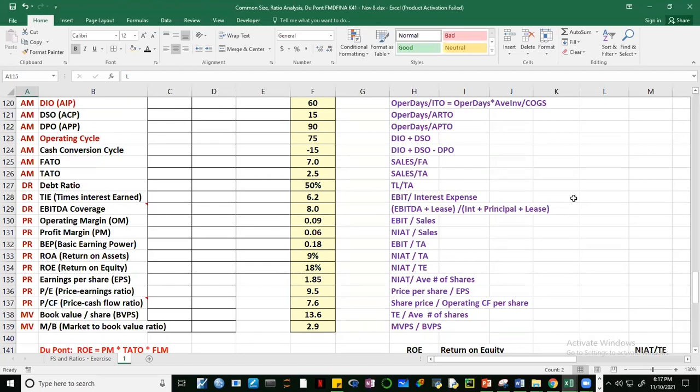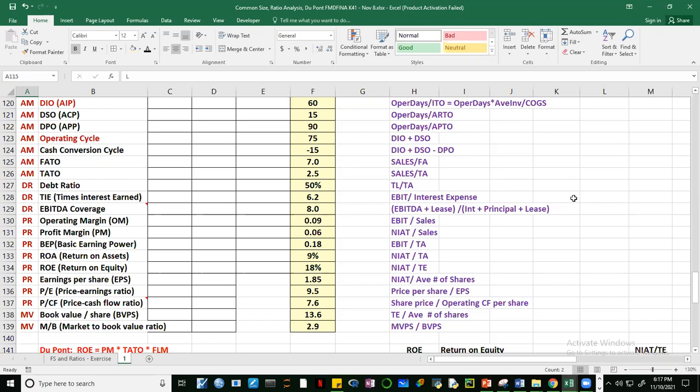Ang ibig sabihin niyan, for every peso of interest expense, how much EBIT does the company have in order to service its interest expense? So the higher the times interest earned, the better, because that means the company has sufficient funds to pay its interest expense. Also EBITDA coverage, another measure of the capability to pay its obligations, the fixed charges like interest, principal and lease.